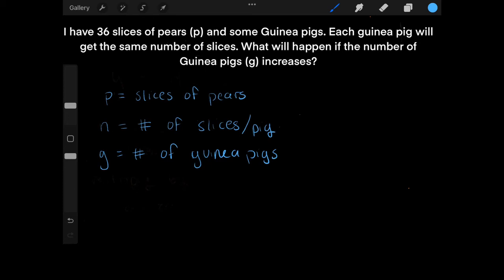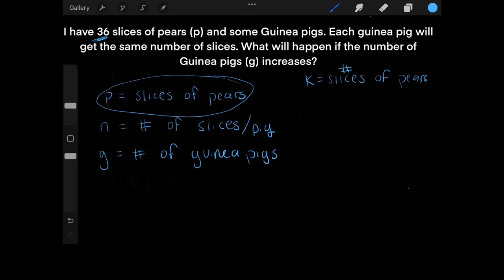Now we have to determine which of these values is our constant, or k. Well, it says that I have 36 slices of pears, and that value isn't going to change. So we know that p is our constant. So instead of saying p equals slices of pears, we can say k equals the slices of pears. And to be more detailed, the number of slices of pears.